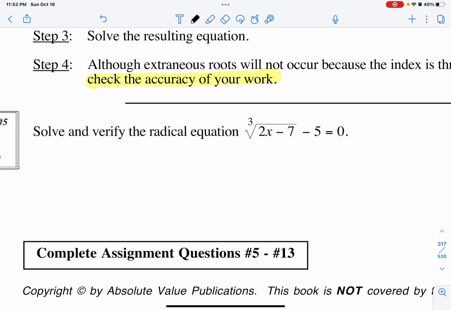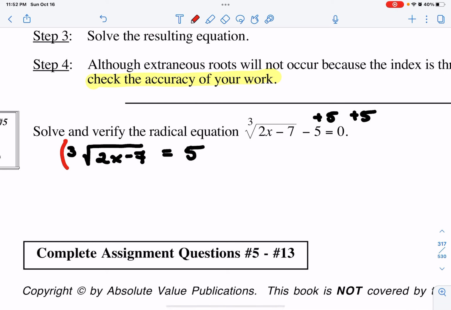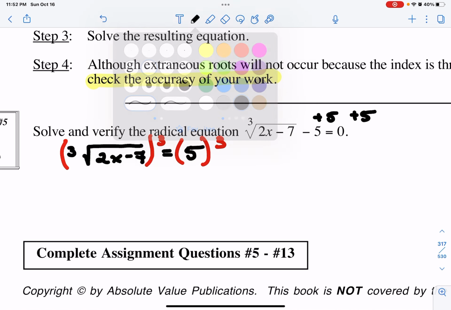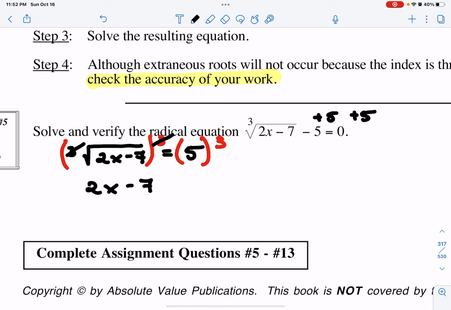Remember, in order to solve, we have to isolate our radical, or in this case, the cube root. Cube root of 2x minus 7 is equal to, I'm going to add the 5 to both sides. Add 5, this is equal to 5. Now, I have to cube both sides, so I'm going to surround everything on both sides in brackets and cube. The cube of a cube root on this left-hand side, those are going to cancel away, and I'm left with 2x minus 7. This is equal to 5 cubed, which is 125.